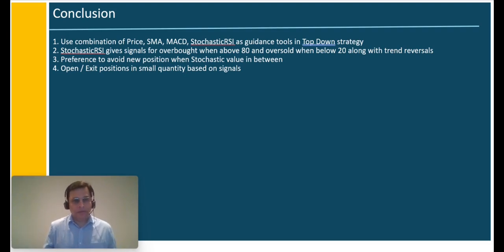My preference is to avoid new positions when stochastic values are in between, and always open and exit your positions in small quantity when stochastic and MACD, as shown in previous examples, are giving you signals. So once you start getting the profits, then you can slowly start building the position on top of that.